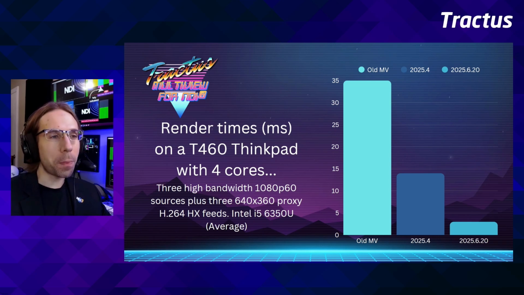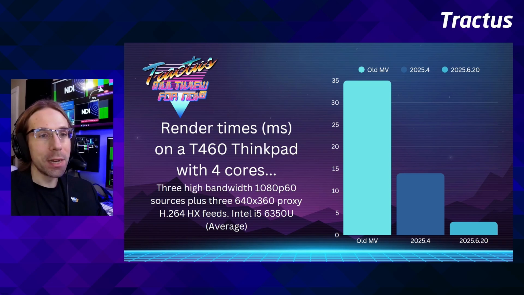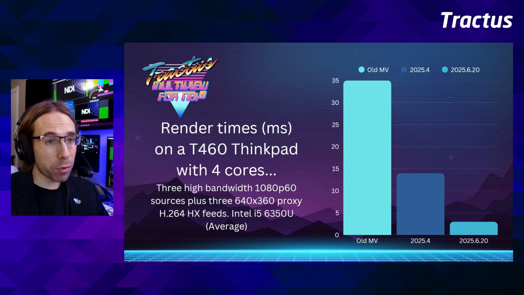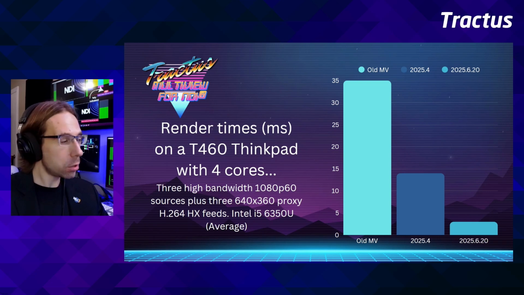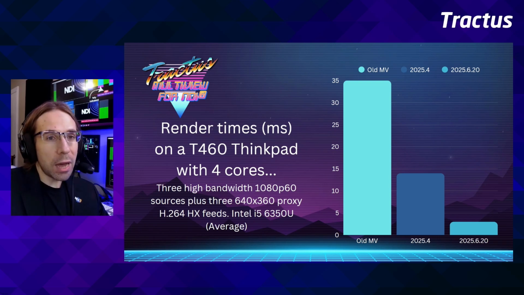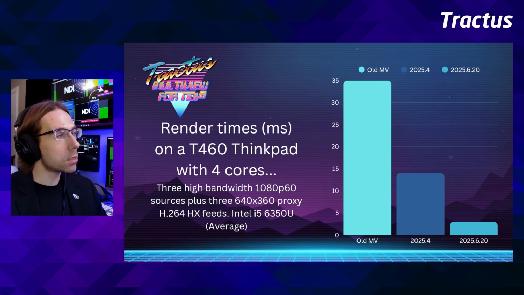Again, I had to go back and double check these numbers and rerun this test. Yes, it fluctuates between about 3 and 5, but the average frame time I was seeing on this ThinkPad was 3 milliseconds for a 1080p 60 output with 3 high bandwidth and 3 proxy HX feeds. You know, not a particularly tuned system either. So that's some of the performance difference that we're seeing in the latest version as well.